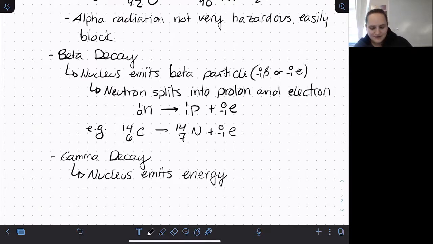I say just as though it's not a big deal, but this is really the type of radiation that is most concerning because it is just energy. That actually makes it the most difficult to block. There's no physical object to be blocking. The energy can pass through most things. So basically you need a really, really thick sheet of lead to stop gamma radiation from passing through.